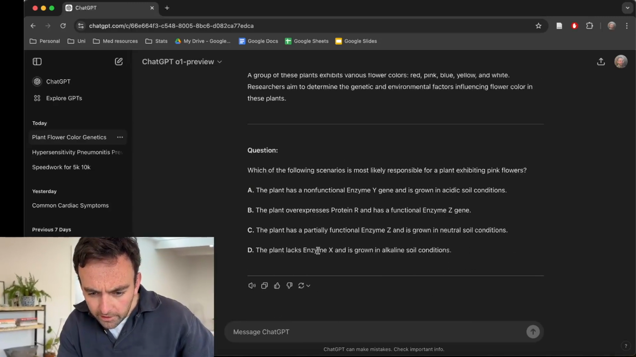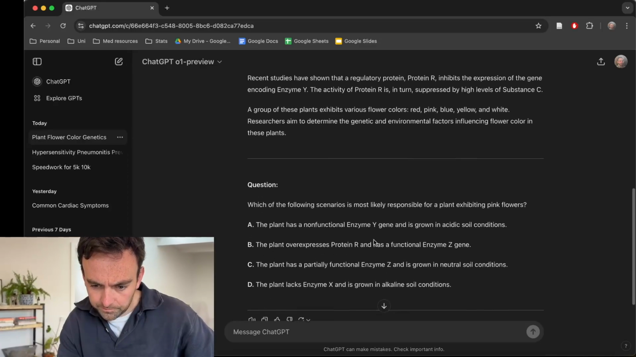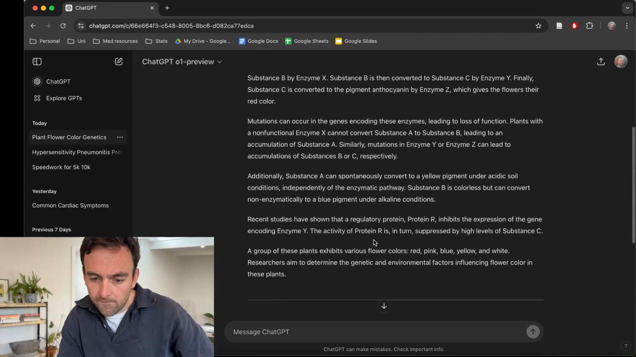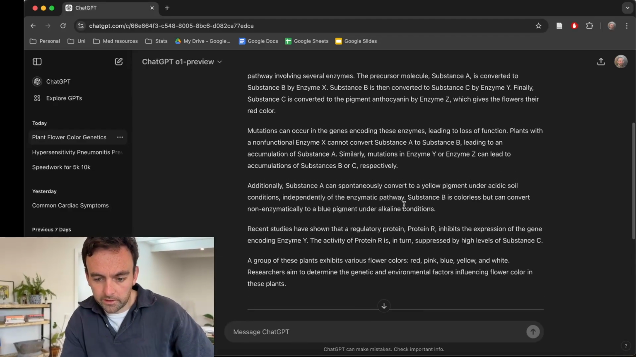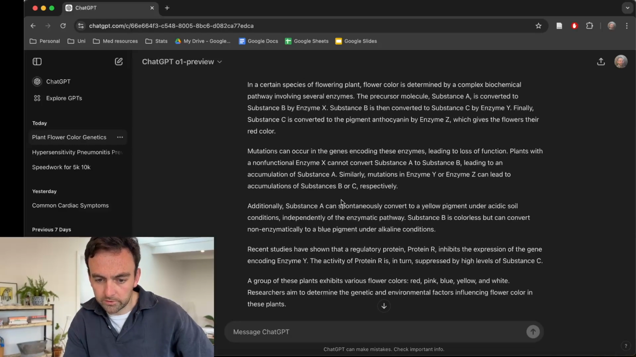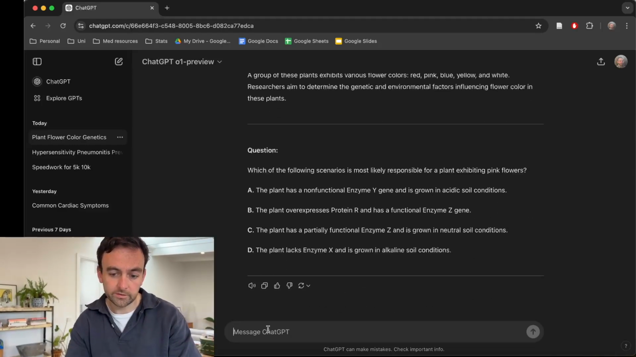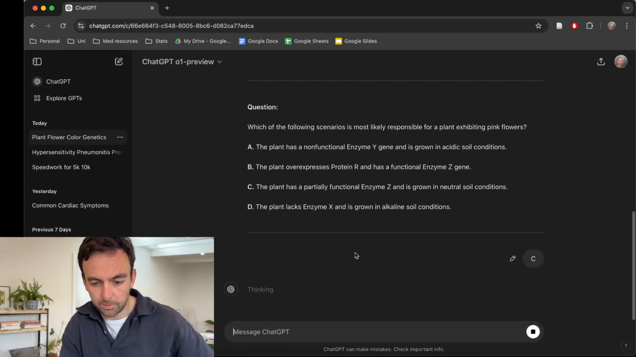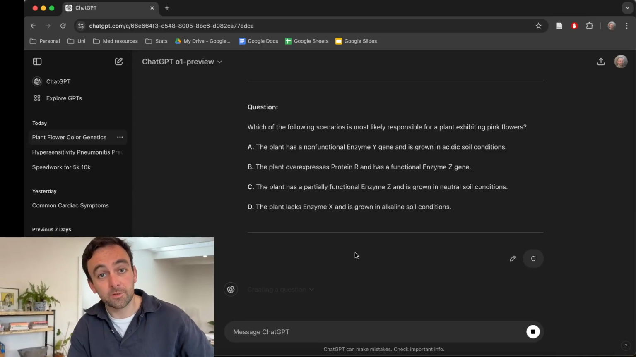And then the plant lacks enzyme X. Okay. I don't think we want that, because that means we can't produce that. So I think I would say C, but this was quite challenging. Let's hope I'm right. But that was quite a good question.